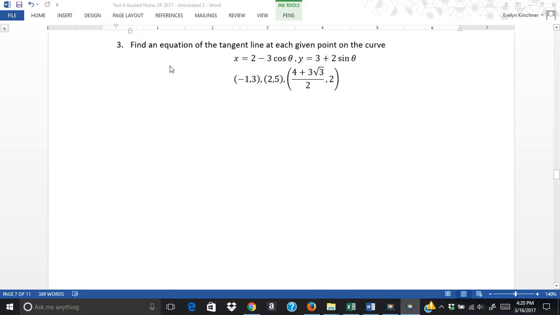I want to find the equation of the tangent line at each of these points. Remember, the equation of a tangent line is y minus y1 equals dy/dx times x minus x1, where (x1, y1) is my point. So I already have my points. I just need to find my derivative and then evaluate at each of the points.